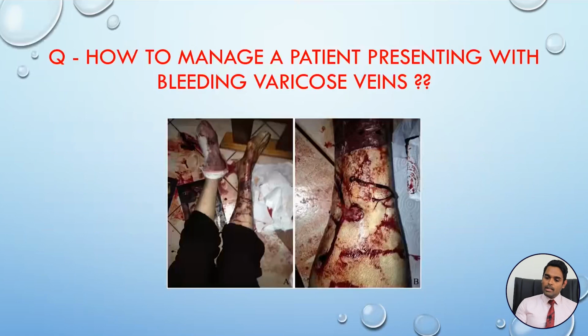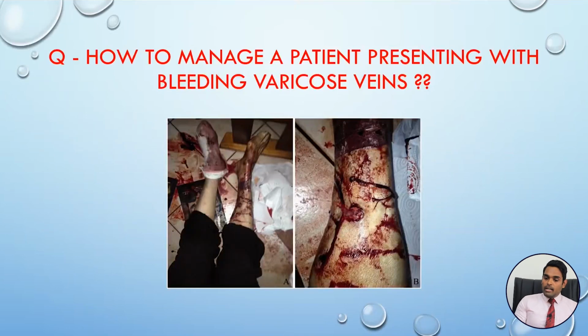bleeding. Okay, so once you control the bleeding, then you must advise the patient to get the varicose veins treated as soon as they can, which is not an emergency. You don't have to transfer the patient overnight in an ambulance to get the treatment, but you have to treat it as soon as possible, because once it bleeds, it can bleed again.